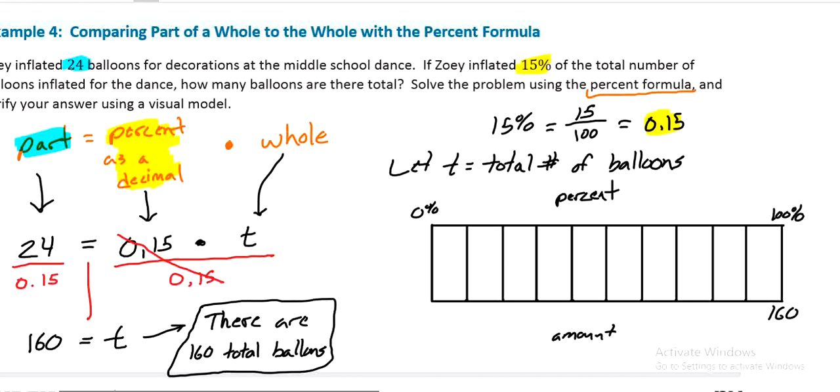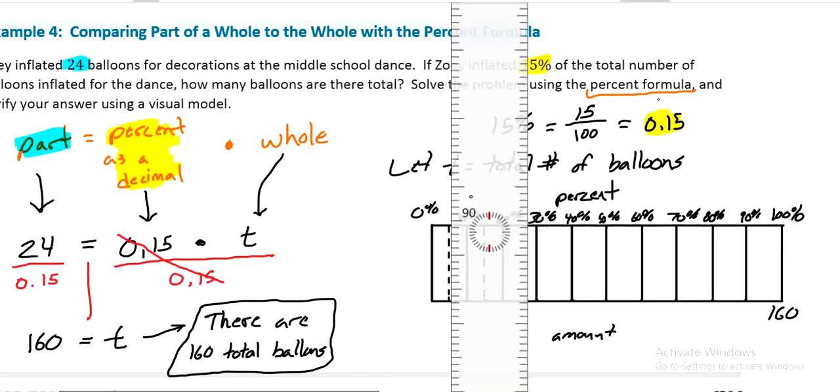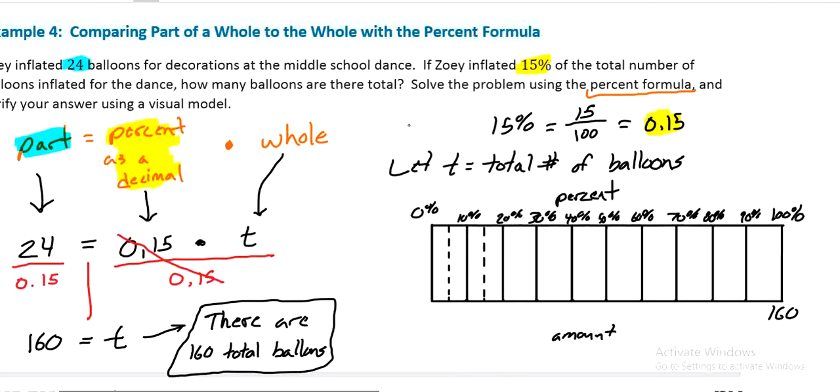They told us that 24 balloons was 15%. Now, if I break this into tens like this, I would have 10%, 20%. So we're missing 15. I figure I'd put in the rest of them also: 30%, 40%, 50, and so on. 15 is going to be halfway in between 10 and 20. So I'm going to throw a line halfway in between there. There we go. Now let's break down what we have.